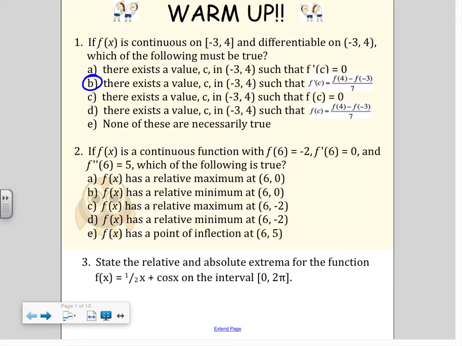So we have a first derivative that's 0, which means we have a horizontal tangent. A second derivative that's positive, which means the function is concave up. So when we have a horizontal tangent on a concave up function, that means we have a relative min, and the min would be at that point (6, -2). So we have option D. That's using that second derivative test.